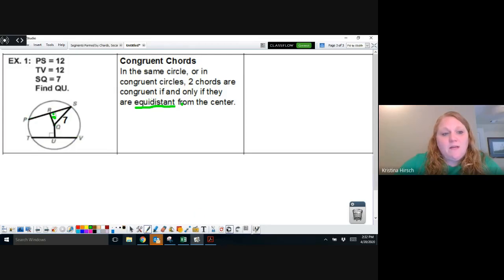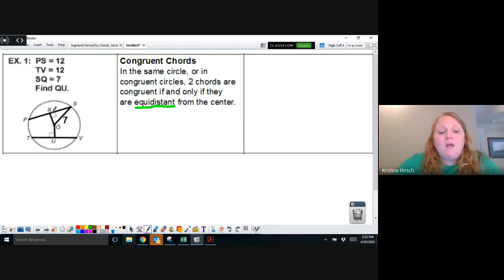Now let me clean this up a little bit because it's a hot mess. All right, so I'm going to go ahead and fill in some of the information that they gave me, okay? They gave me that PS is 12. Now, that's some important information, but I want to piggyback off of a property we've already learned.